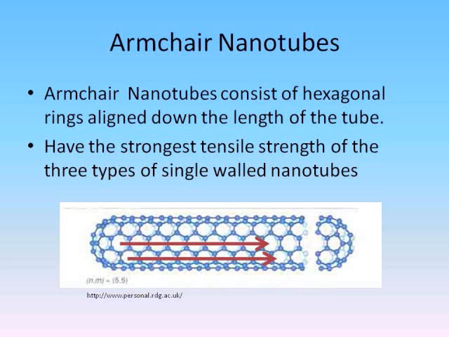One of the types of single-walled nanotubes is the armchair nanotube. They consist of hexagonal rings aligned down the length of the tube. These types of nanotubes have the strongest tensile strength of the 3 types of single-walled nanotubes.